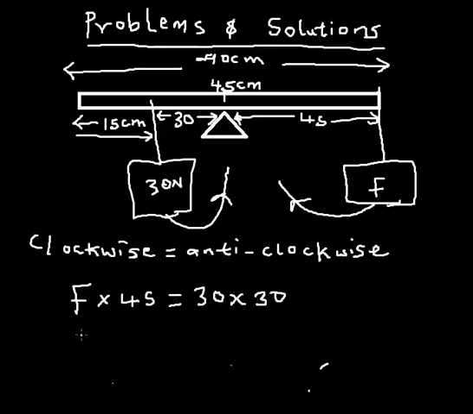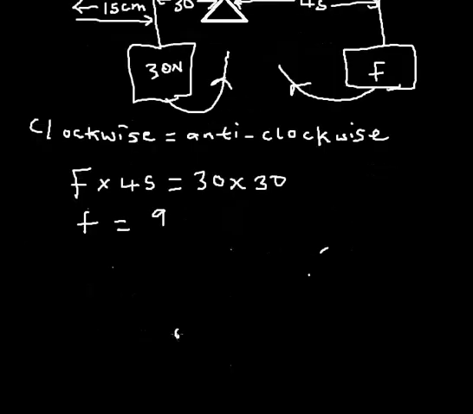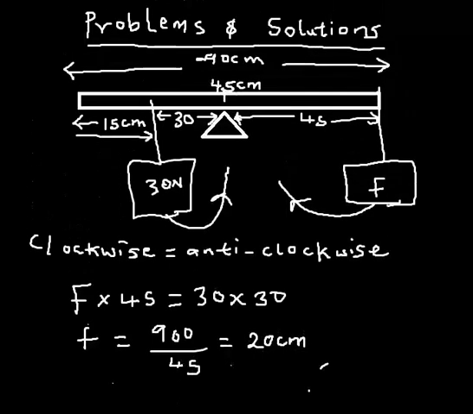Okay, so with what I have here now, F is going to equal 30 times 30 which is 900. So that's going to be 900 divided by 45. So when you divide 900 by 45, you have 20. Okay, so that is the value of F. As simple as that. All right, so let's actually proceed. Let's look at more questions.